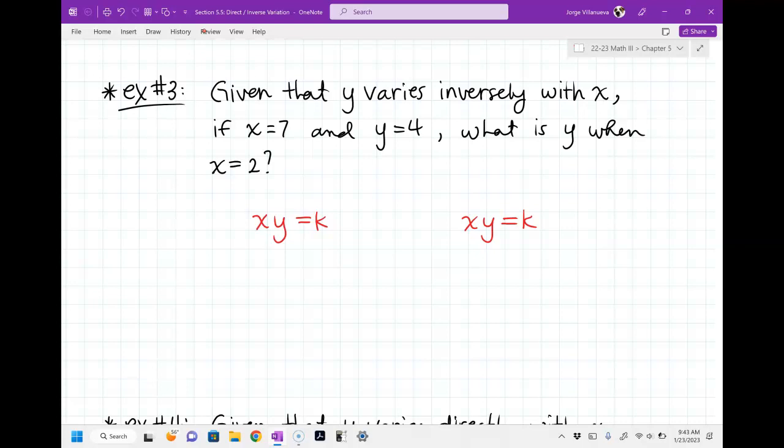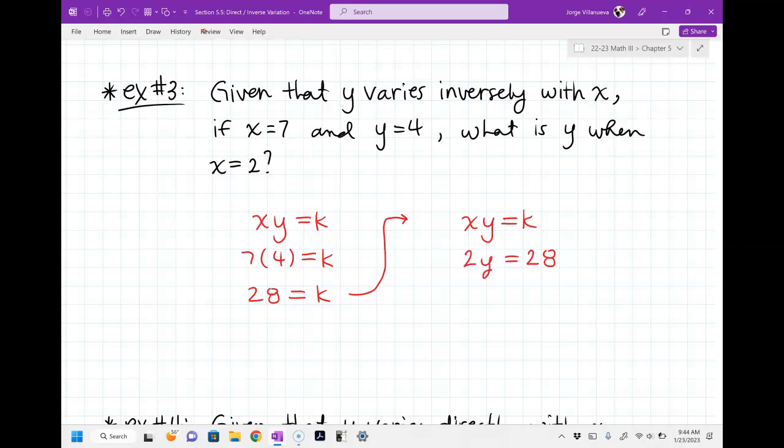Okay, so here we go. The first part of the problem we've taken care of: inverse variation. I wrote it twice. The second part says if x is 7 and y is 4. So let me write that down. x is 7, y is 4. That means that k has to be 28. That's pretty easy, right? Not that hard. Now take this and plug it into the other equation. So I'm going to put a 28 right there for k. And then I'm going to read the last part of this problem. What is y when x is 2?